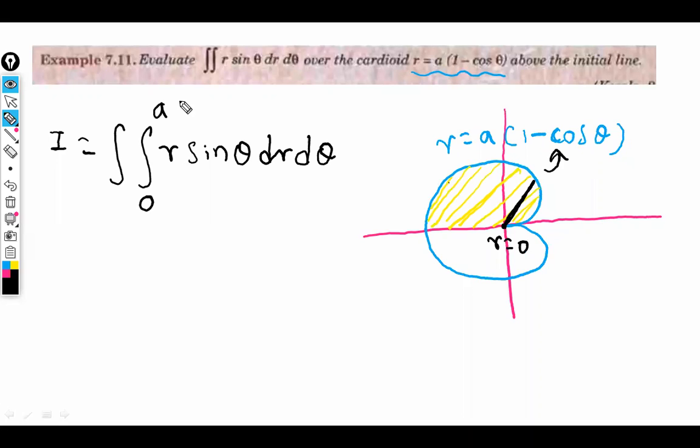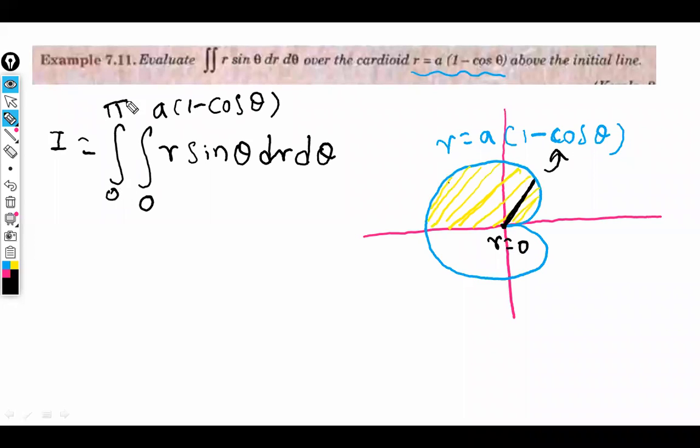0 to a(1 minus cos theta) will be the limit of r, because the lower end touches the origin itself. So r is 0 there, and the upper end of the strip is varying on that curve. What about theta? 0 to pi. Very good.